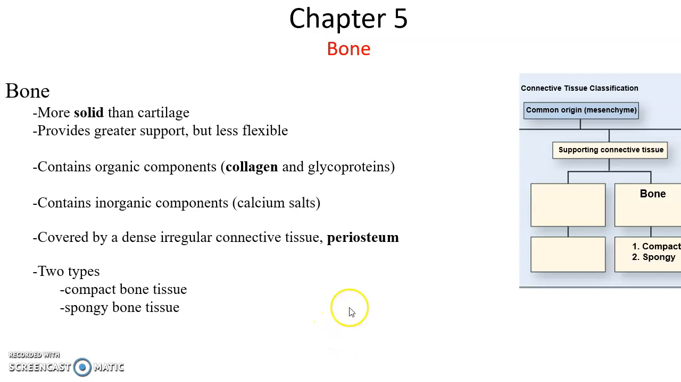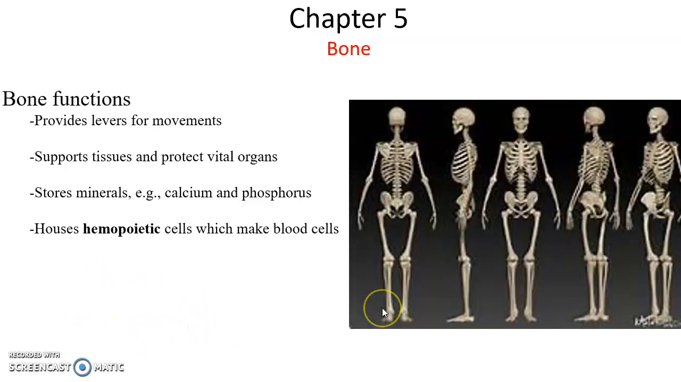And bone is surrounded by dense irregular connective tissue in a structure called the periosteum that does bring blood vessels to bone tissue, but it turns out bone tissue also has lots of blood vessels within it. Bone tissue is vascular. Two types of bone tissue, compact and spongy. Bones have important functions. Bones act as levers for movement so that we can move the limbs of our bodies. They provide support for other tissues, protect vital organs. The skull protects the brain, and so on.